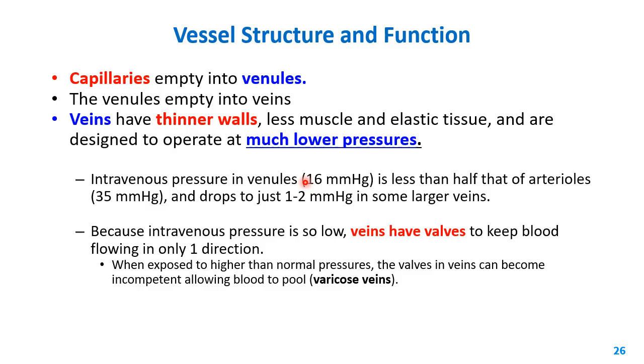It's 35. Now you look after the capillary bed, when the blood gets back to the venule side, look at this, 16 millimeters of mercury. So that's really, really low in comparison to the arterial side, okay? So this is why your veins will need to have valves. Otherwise, the blood could just stay stuck somewhere and not really have a lot of pressure to get back to the heart.